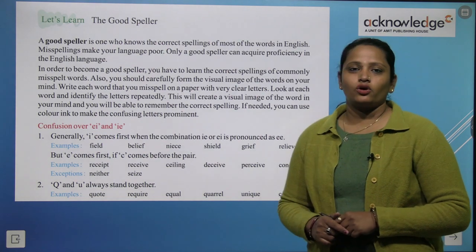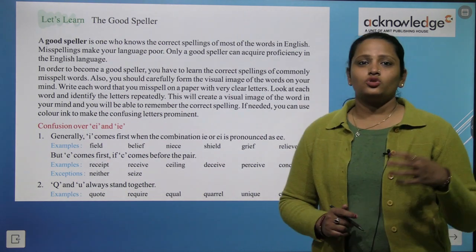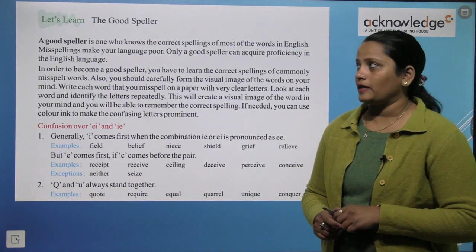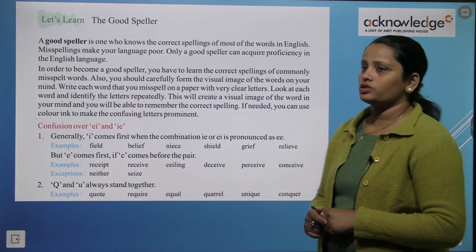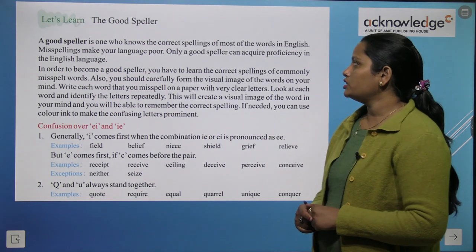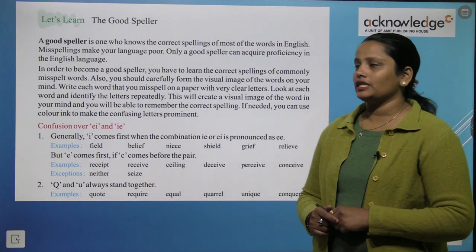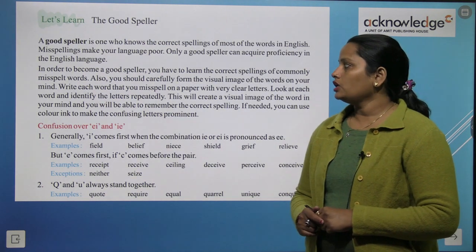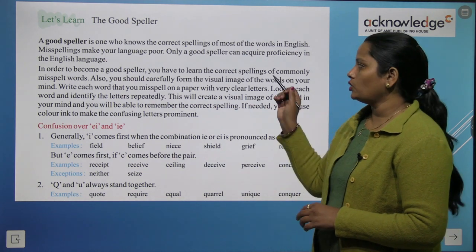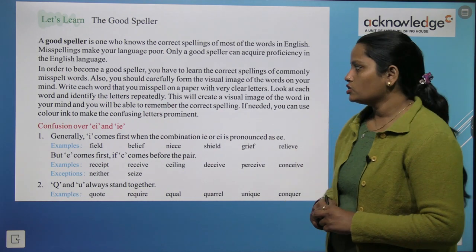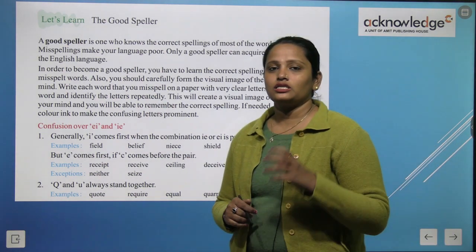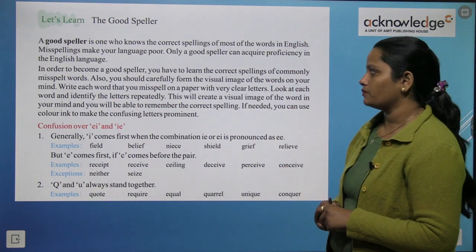So, good speller कौन होता है? वो person होता है जो ज़्यादातर words के correct spelling जानता हो. Misspellings make your language poor. Only a good speller can acquire proficiency in English language. In order to become a good speller, you have to learn the correct spellings of commonly misspelled words. So, बहुत सारे misspelled words हैं, उनके सही spelling हमें पता होनी चाहिए.